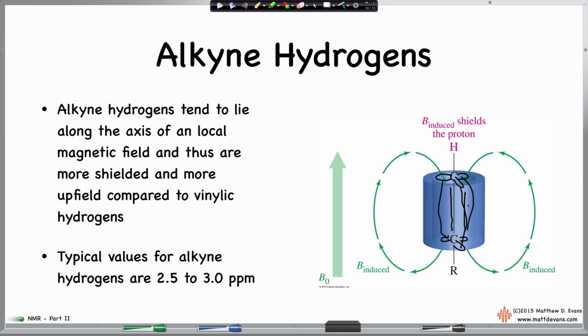So there's a lot of electrons that are circulating in this direction. But the field lines that are created are such that the hydrogen's not really in the middle of these field lines. It's kind of along the axis. And so the deshielding effect is really not that strong, actually, compared to aromatic compounds and vinylic hydrogens that we just saw a second ago. So the typical values for alkyne hydrogens are somewhere in the neighborhood of 2.5 to 3.0. So now we're talking about hydrogens that are starting to be more similar to TMS shift values. Okay, so this effect is not so strong.